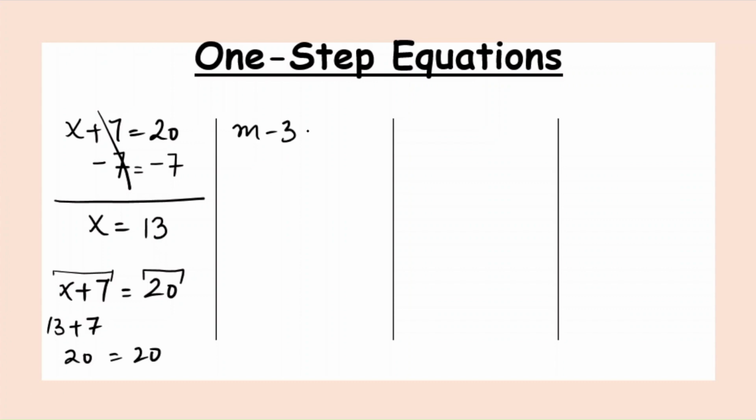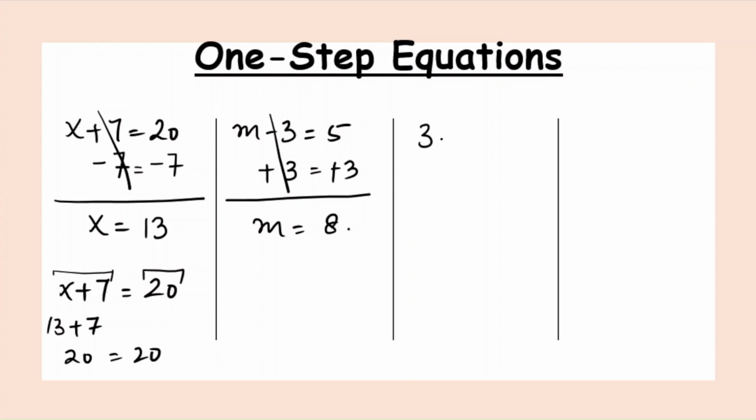m minus 3 equals 5. Here my unknown is m. So 3 is being subtracted from m. The opposite operation of subtraction is addition. So let's add 3 on both sides. Always remember, whatever you are doing on one side, you will do the same on the other side. Minus 3 plus 3 is 0. Cancel it. So m comes out to be 8.